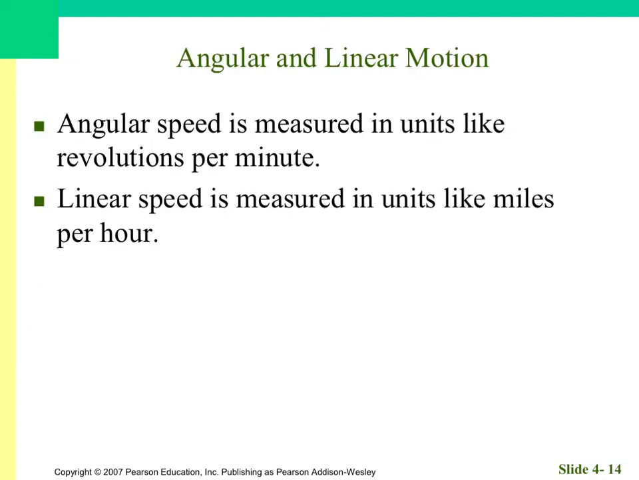All right, angular and linear motion. Angular speed is measured in units like revolutions per minute. Linear speed is measured in units like miles per hour. So angular speed tells you how many times it's going around the circle per every minute, whereas a linear speed is telling you a distance based on time. Okay?